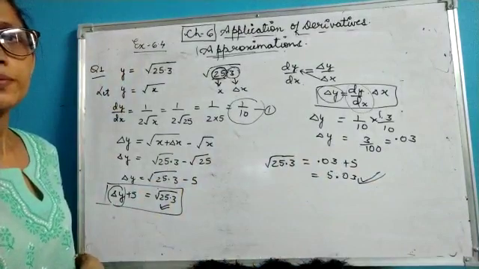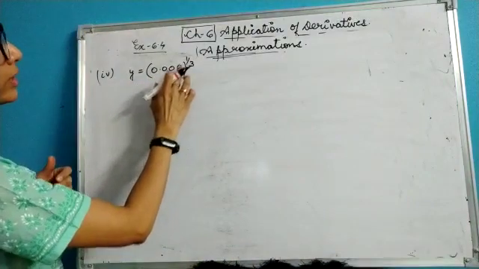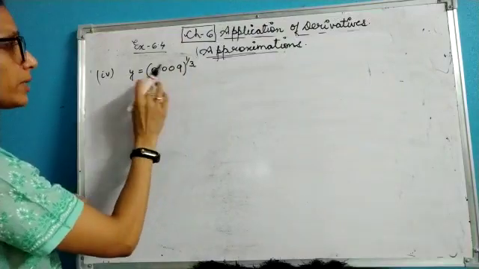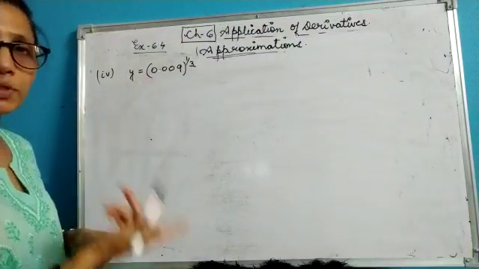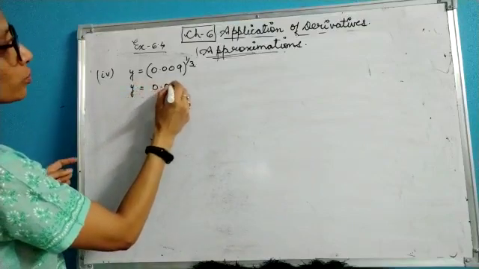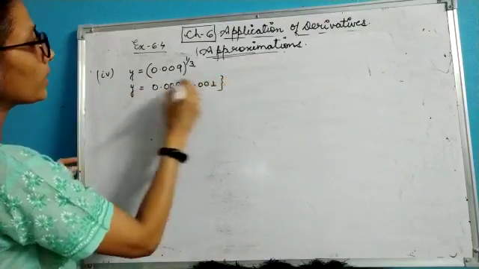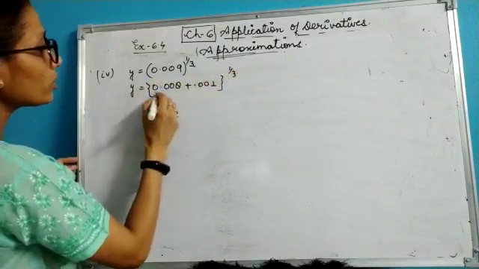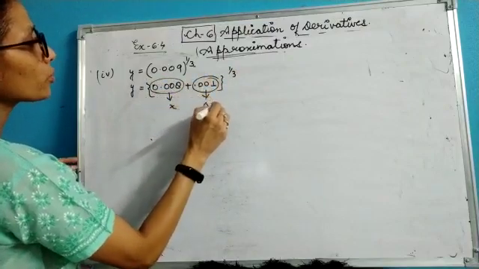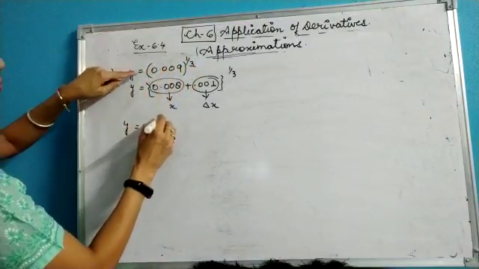Have a look. Now let's see this question, children. This is given 0.009 raised to power 1 by 3. So I need to find out the cube root. I will be changing the given question into a perfect cube. So I can write this as (0.008 plus 0.001) raised to power, complete it is 1 by 3. So this complete is, say, your x and this is your del x. So simply I can write your given question as y equal to x raised to power 1 by 3.